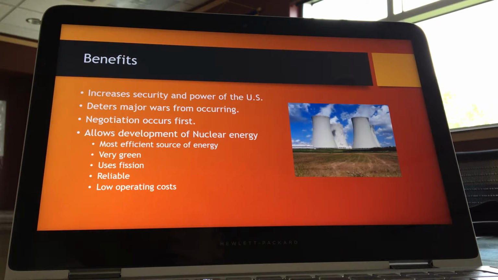And it allows development of nuclear energy, which is the most efficient source of energy since it doesn't need to be controlled by wind, water, sun, heat. It's just energy, and energy will always be there because it cannot be created nor destroyed. The process is very green. It produces just water vapor, so it's not affecting the environment at all. It uses fission, so obviously it wouldn't use the strength of a hydrogen bomb in fusion, but it's also very reliable since it can be used 24/7, and it has low operating costs.